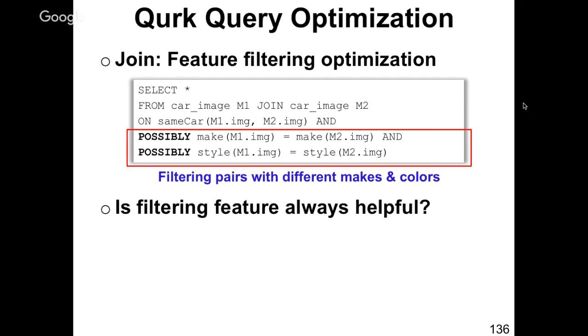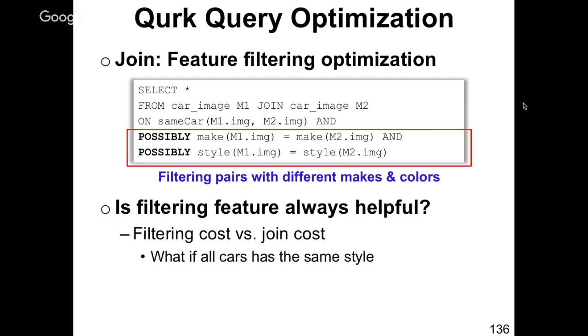And Qurk also discussed whether a filtering feature is always helpful. The answer could be no, and I can give you some examples. The first case is about the balance between the filtering cost and the join cost. Different from traditional machine-based entity resolution, if you want to use the filtering features to filter more candidates, you have to pay for the crowd. And that part will also incur crowdsourcing cost. So there's a balance based on the distributions of the underlying data. Suppose an extreme case: if all the cars have the same style, it could be a waste of money if we want to filter the style of each car, right?